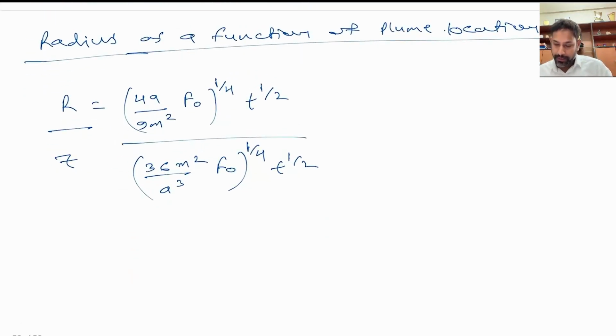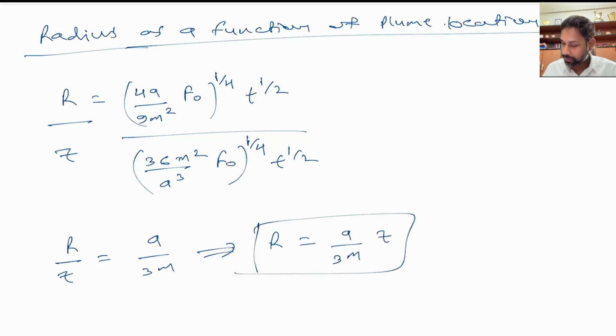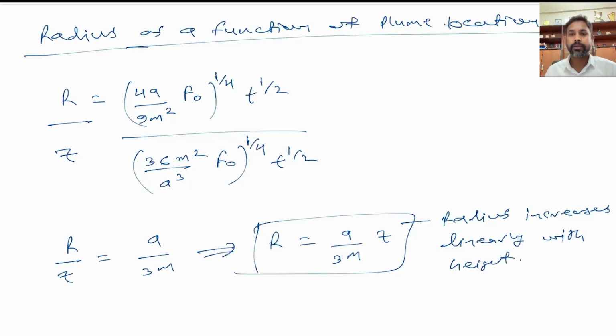Right? So you see that it has common factors of f naught, t to the power half, etc. So that will very easily give us a simplified equation as r over z is equal to a over 3m. So that actually means that r simply increases with z times a over 3m. So radius increases linearly with height. Okay, so this is the relation we have.